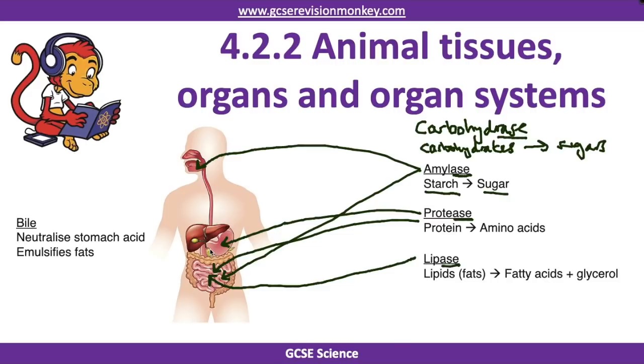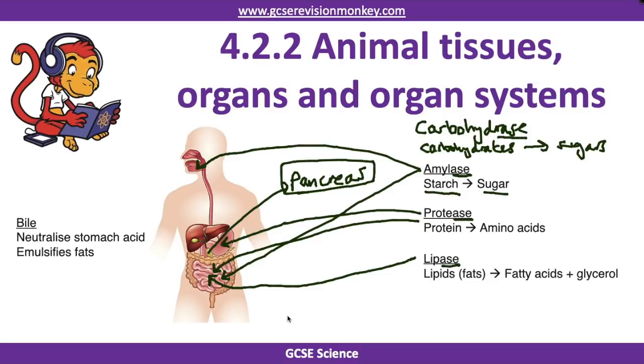All three enzymes are also produced in the pancreas. Digestion doesn't happen in the pancreas, but the pancreas will produce these enzymes and then transfer them into different organs of the digestive system.